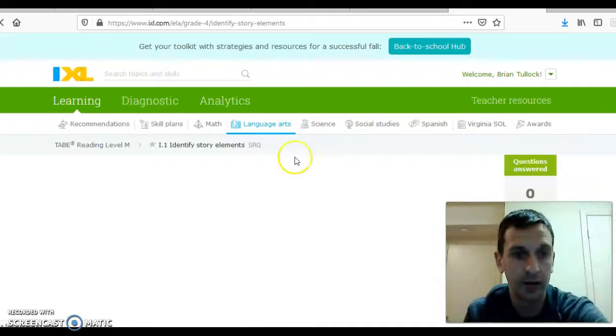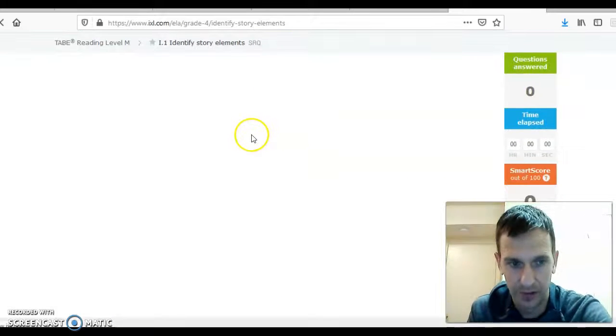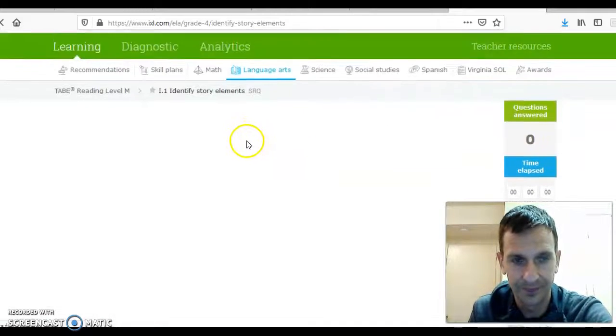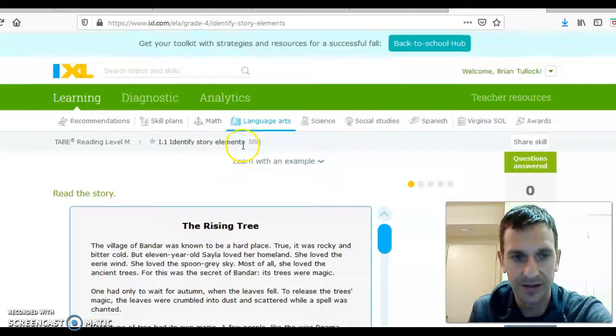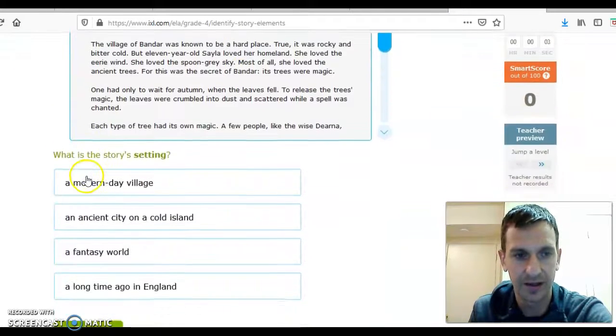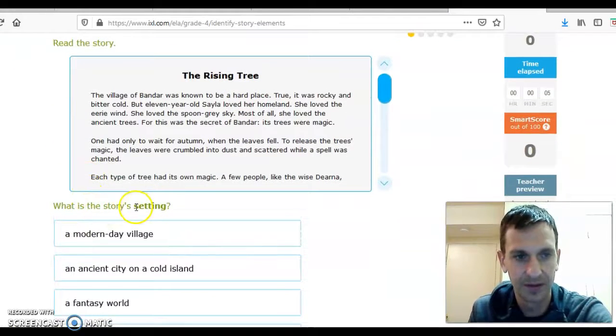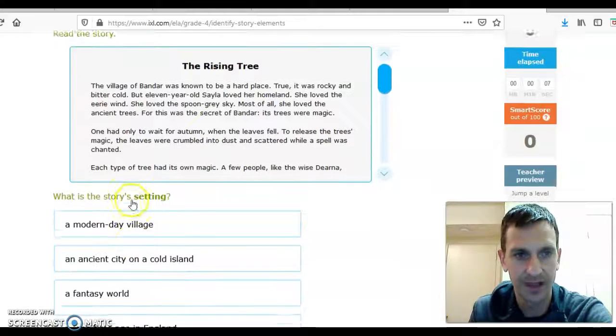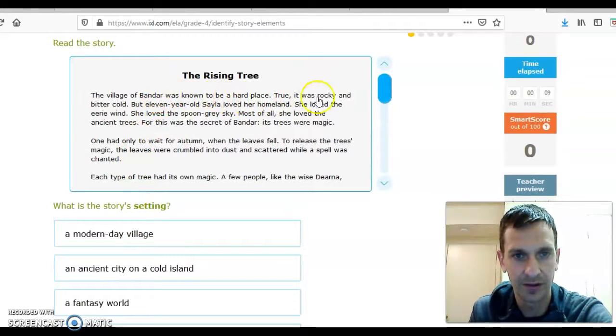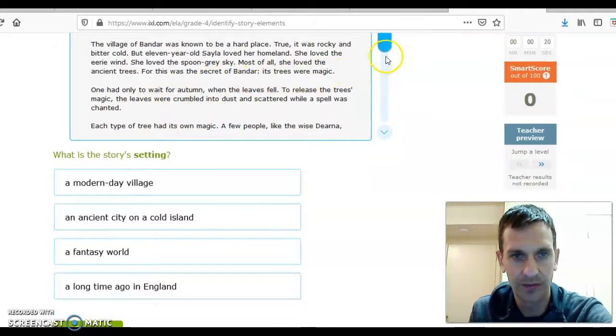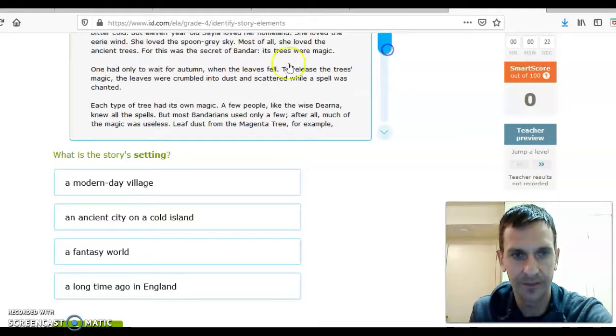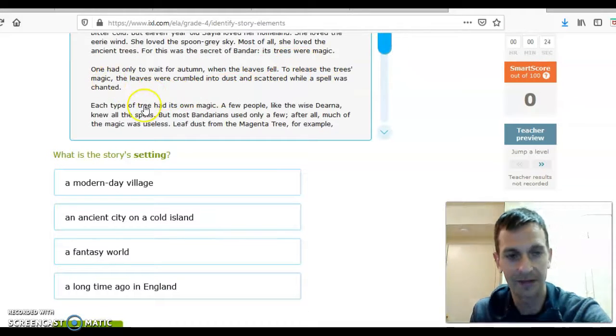All right, so when we go in and practice iExcel this week, which we all will hopefully do, we're going to identify story elements. For example, what is the story setting? Where does it take place? The village of Bandar was known to be a hard place. Bitter cold. She loved her homeland, she loved the wind, she loved the gray sky, most of all she loved the ancient trees. Trees were magic. One had to wait for autumn when the leaves turned to release the tree's magic.